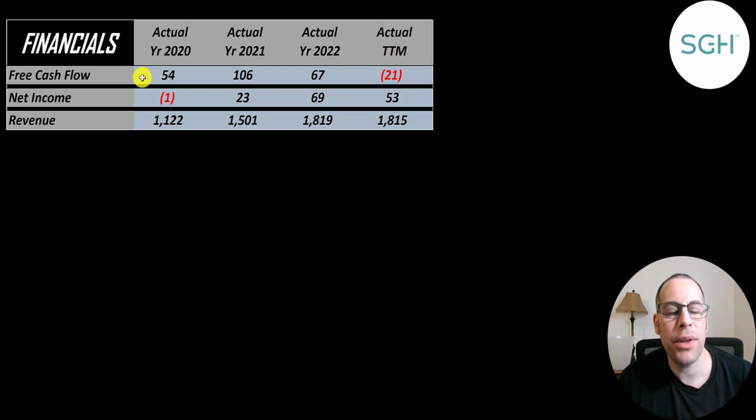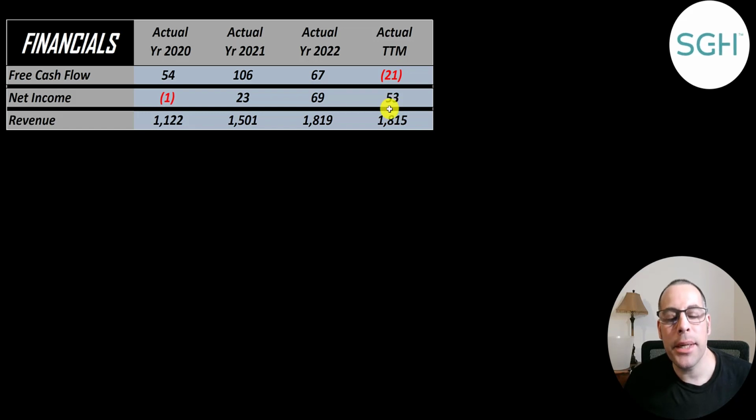And free cash flow is cash flow from operations minus capital expenditures. They did have positive free cash flow in 2020, 2021, and 2022. But in the trailing 12 months, it is negative. Since they have strong revenue in the trailing 12 months, that means they're investing a lot in CapEx. CapEx are investments in property, plant, and equipment.